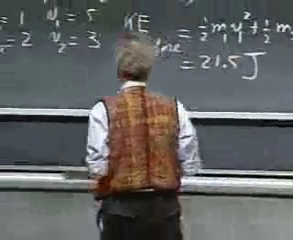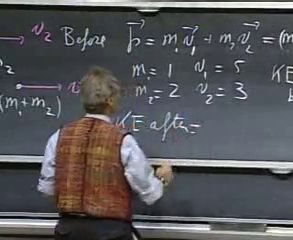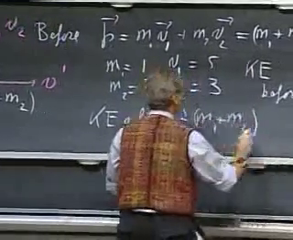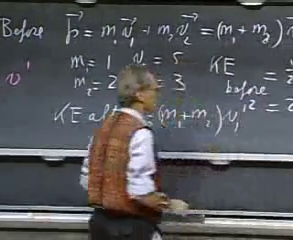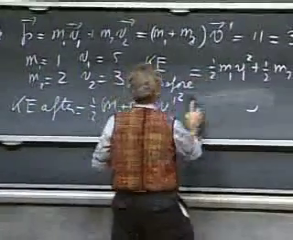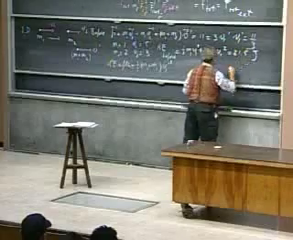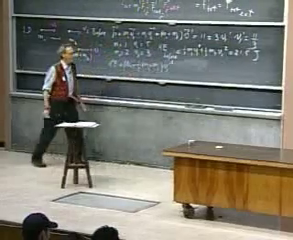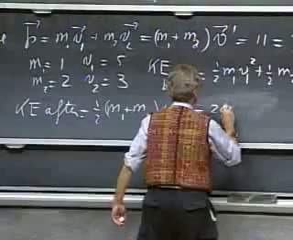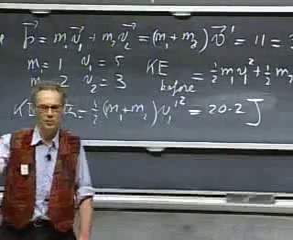Let's take a look. Kinetic energy after the collision. That would be 1/2 (m1 + m2) times v prime squared. Would we agree? So this was the 21.5 joules. Well, you can do this as well as I can. We know what v1 prime is, that is 11/3, and you will find that this number equals 20.2 joules. So the kinetic energy went down.